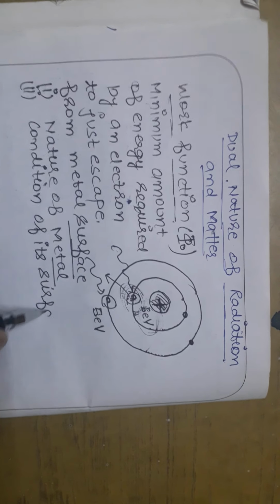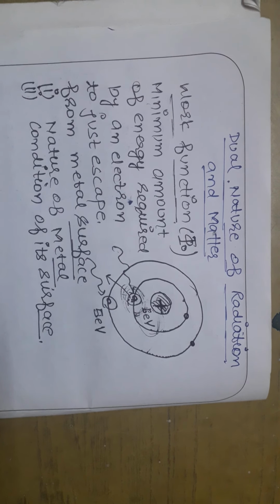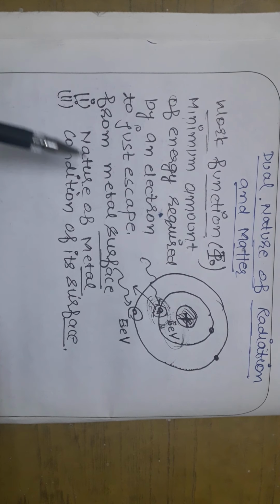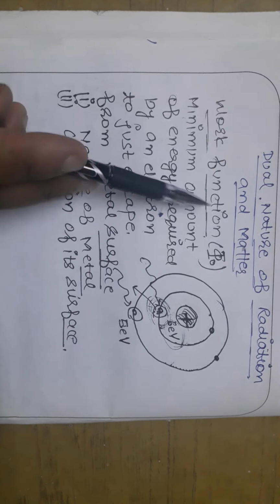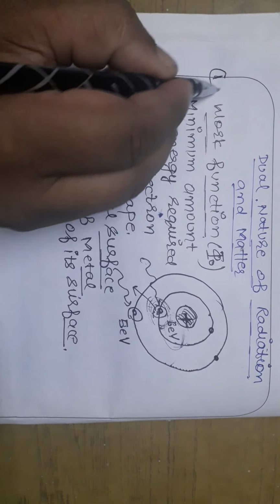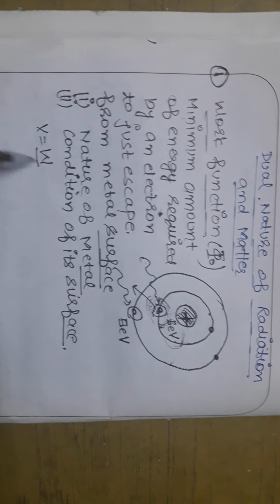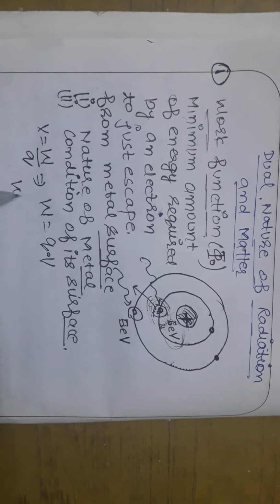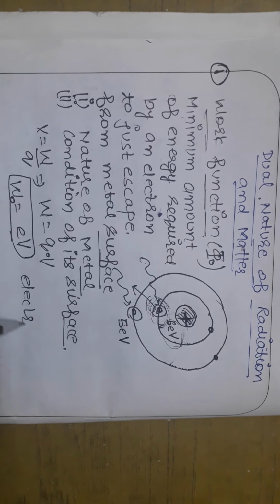So these are the values which basically depend on it, but one thing is clear: the work function is the minimum amount of energy which I give to the electron so that it just escapes from the metal surface. That was my first topic, called work function. You know that in electrostatics, potential is work by charge. From this, work will be equal to charge into potential. So the charge is the electron, potential V, and this is the unit of work function, which is electron volt.